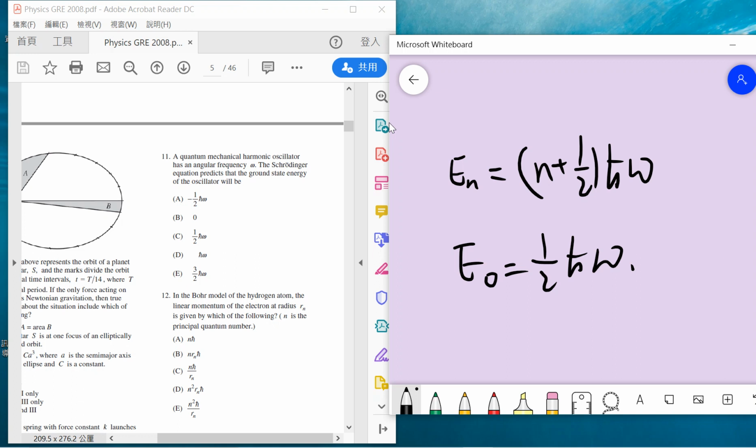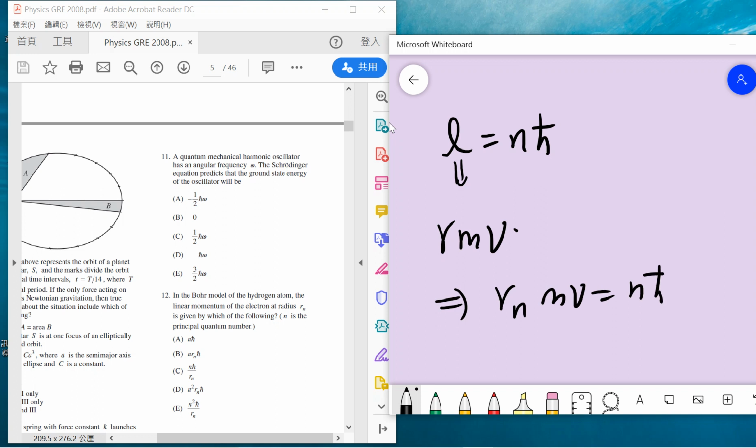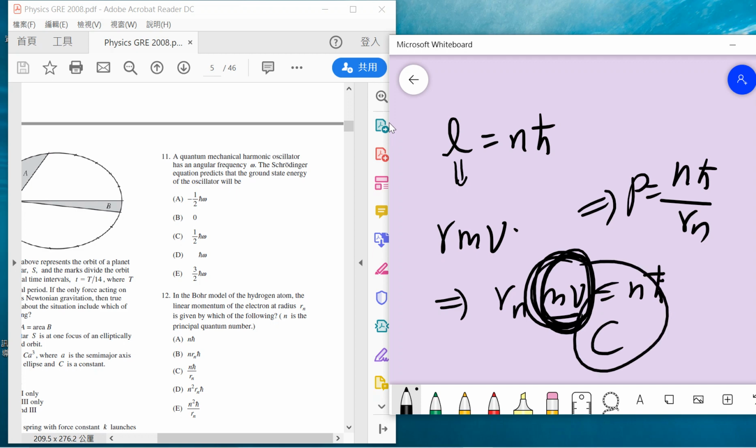Okay, 12. In the Bohr model of the hydrogen atom, the linear momentum of the electron in orbit Rn is given by the following. The Bohr model contains a condition that angular momentum is n h bar. We need to write the angular momentum in terms of R. Angular momentum is R m v, so we have R n times m v equals n h bar. And what is the linear momentum? The momentum is equal to n h bar over Rn. So the answer is C.